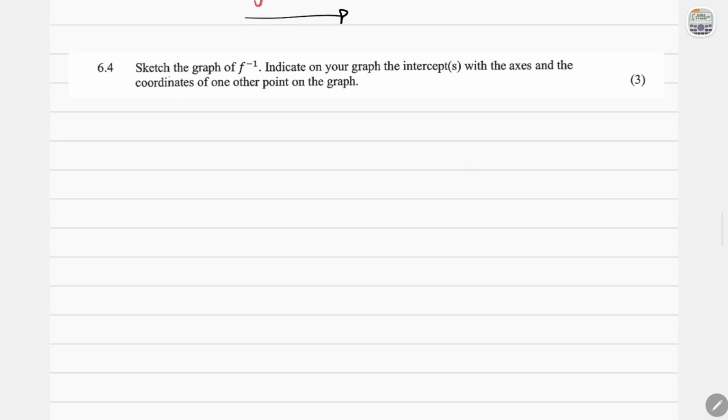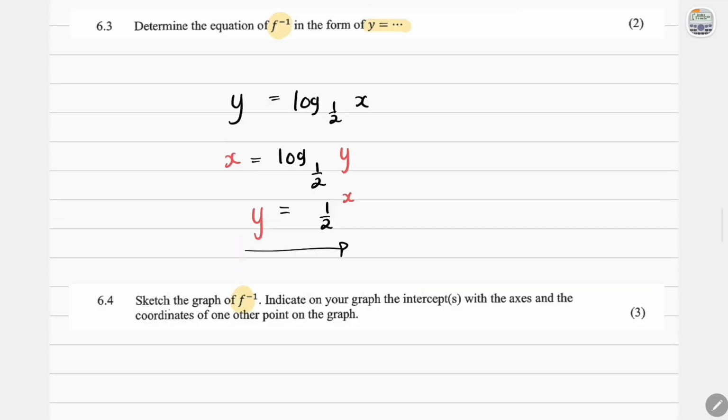The next question says, sketch the graph of the inverse. And then they say indicate on your graph the intercept or intercepts with the axes and the coordinates of one other point on the graph.